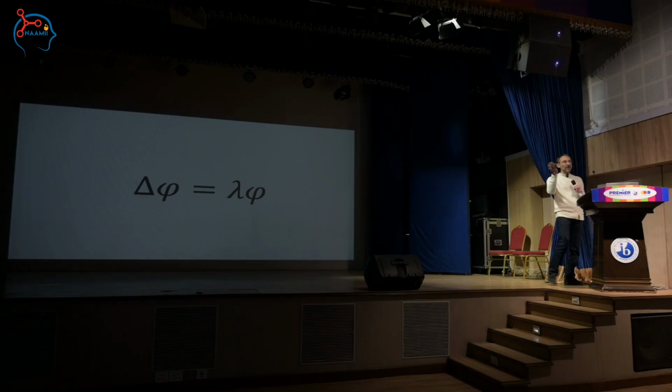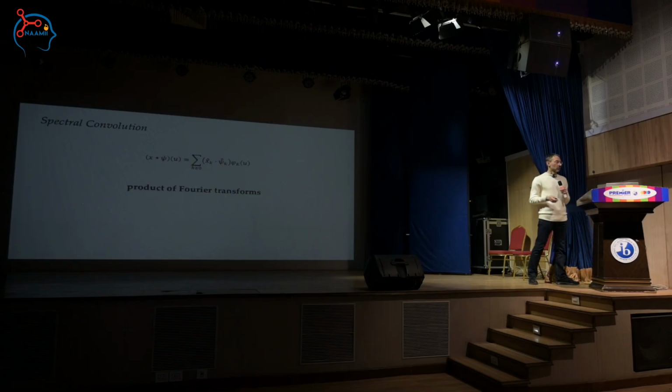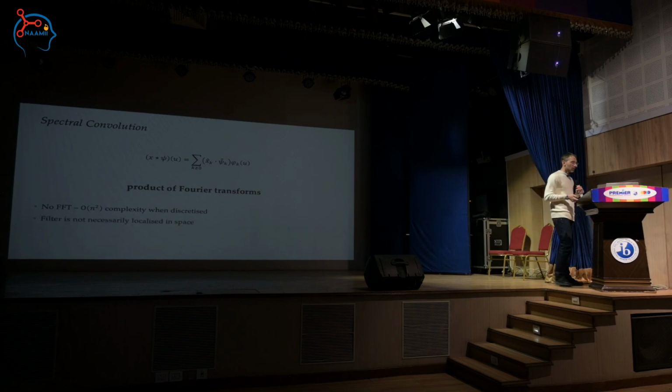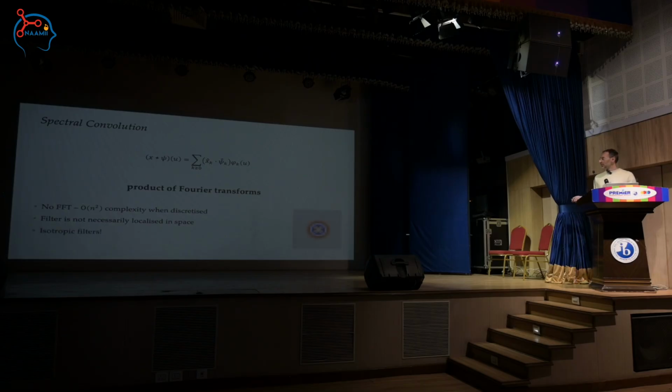Okay? So remember that we had convolution as well, right? How do we write convolution? Before it was a property, but now I can define convolution as the product of Fourier transforms, right? So here is the product of the Fourier transforms, and this is the inverse Fourier transform. This is how I can define convolution. Unfortunately, we don't have the fast Fourier transform now, so if we implement this matrix multiplication, it will cost us n squared operations. And the filter is not necessarily localized in space, and because of the one-dimensional frequency, the filter is isotropic, right? We don't have any notion of direction, so the filters look like this.